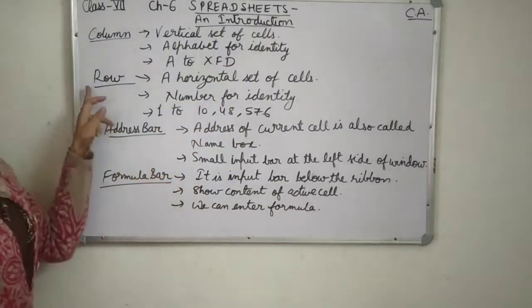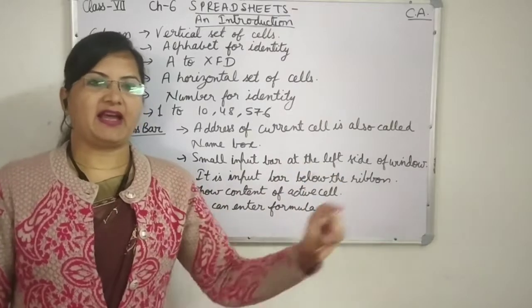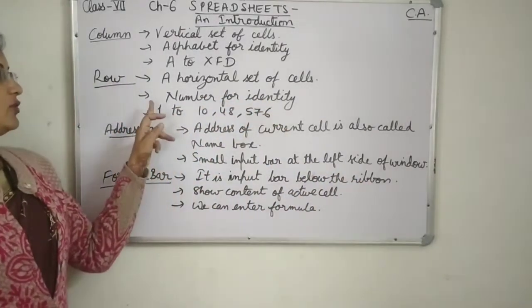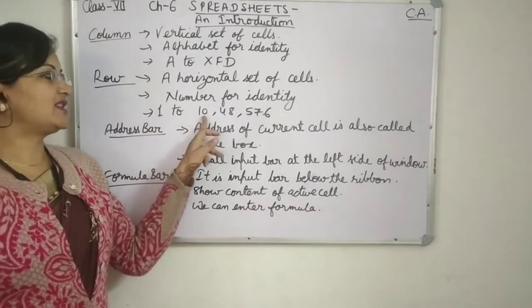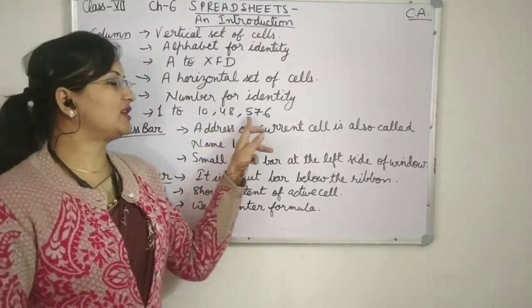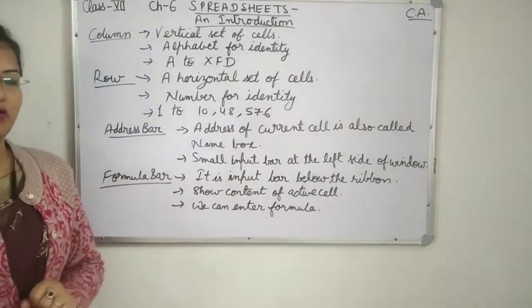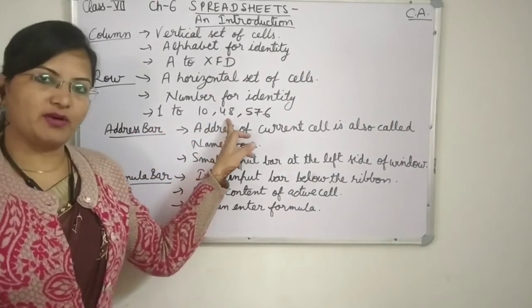Now rows. Rows are horizontal sets of cells and each has its own number for identity. Rows are identified with the help of numbers. Number 1 to the maximum, 10,48,576 rows in total. So this is the first row and this is the last row number.